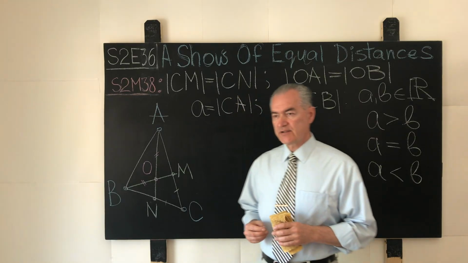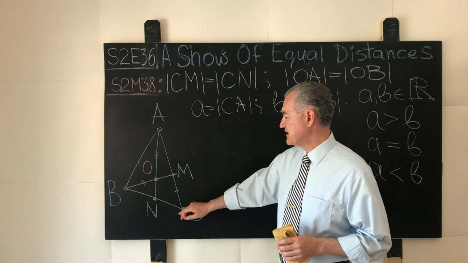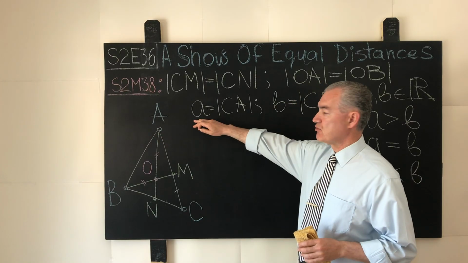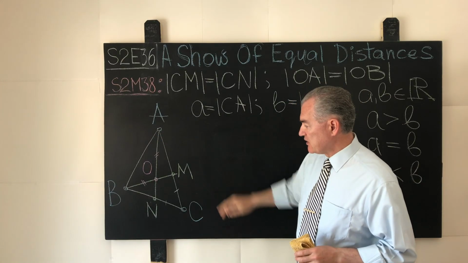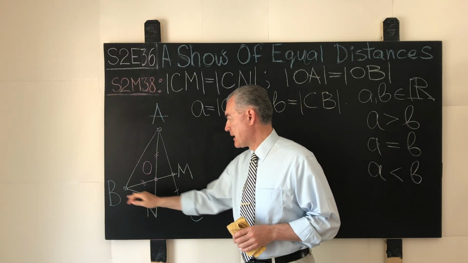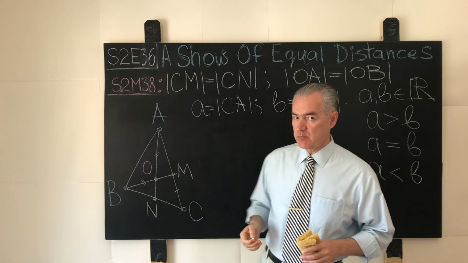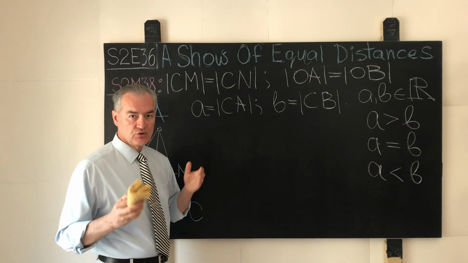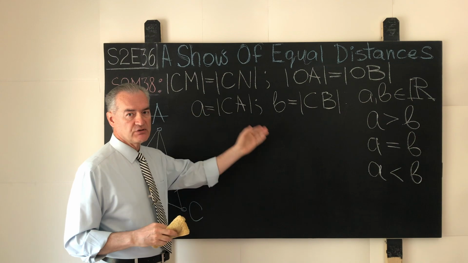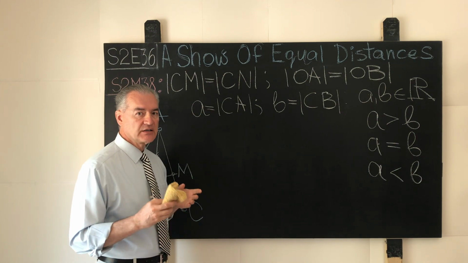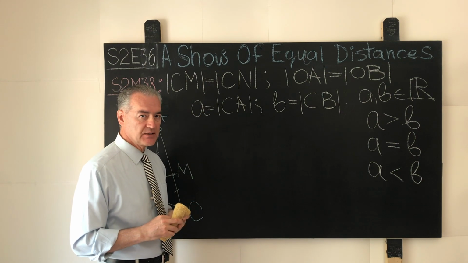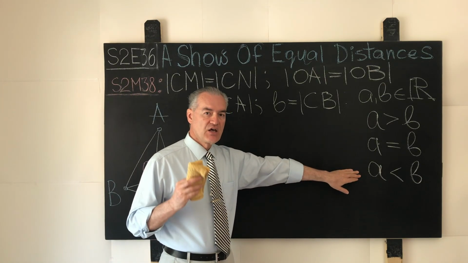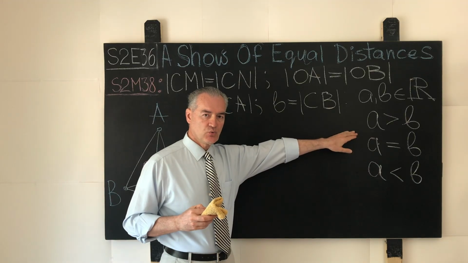We will let the length of the side CA of the parent triangle ABC play the role of the real number A, and we will let the length of the side CB of the parent triangle ABC play the role of the real number B. Then we already know that to such two real numbers the law of trichotomy applies, which means that magnitude-wise, only one of precisely three mutually exclusive relations will hold.